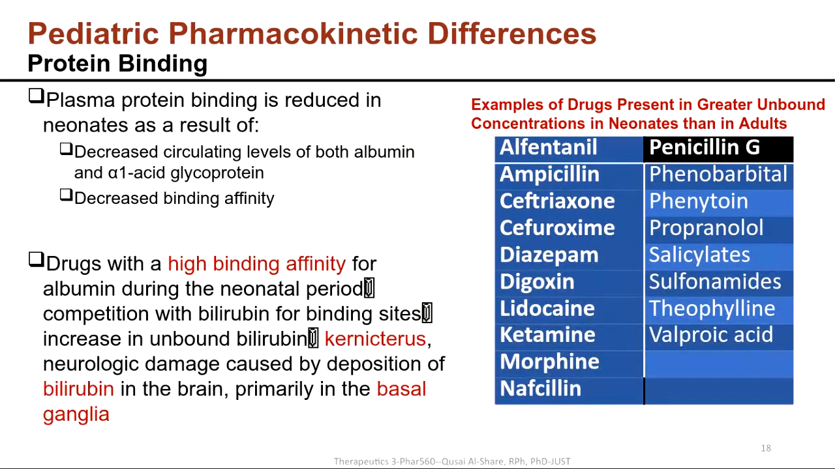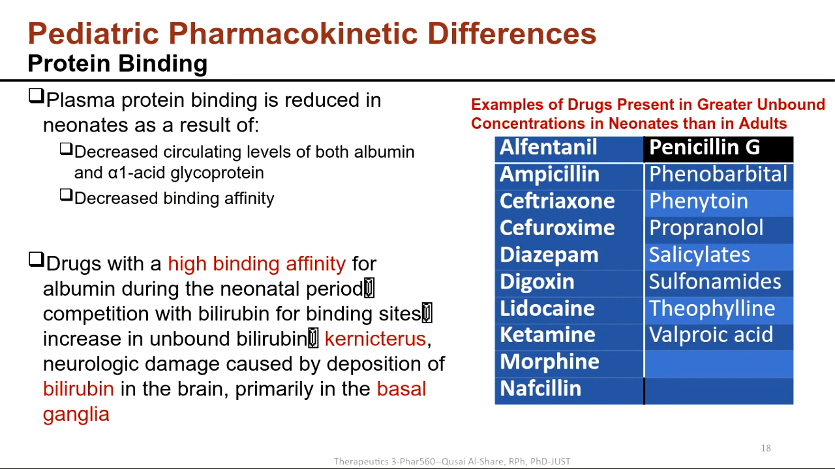So the drug, because it has higher affinity to bind these proteins, will compete with bilirubin. Then bilirubin is free in the plasma. It will ultimately go and reach the brain. It will accumulate in the brain, leading to kernicterus, primarily in the basal ganglia, and will maybe lead to brain tissue damage. So that's really very serious.